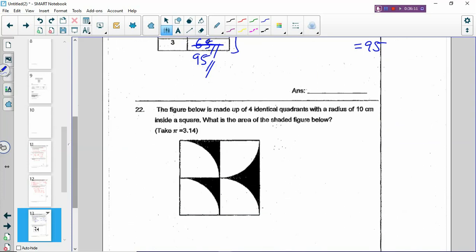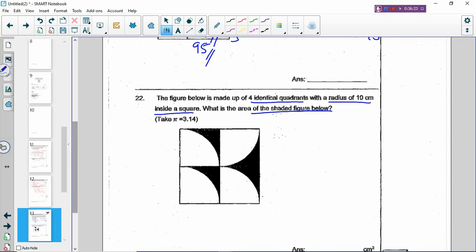Okay, let's go to question 22. Now, the figure is made of 4 identical quadrants with a radius of 10 cm inside a square. So what is the area of the shaded figure? Now, there are shortcuts again when you see area of circles or even circumference.